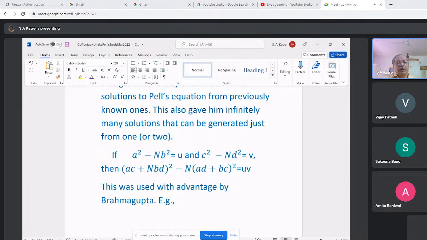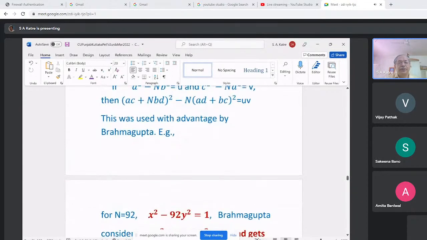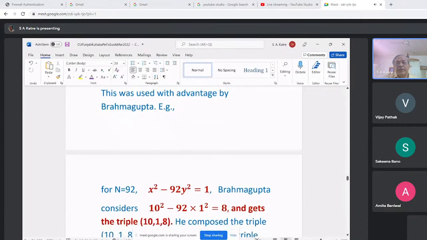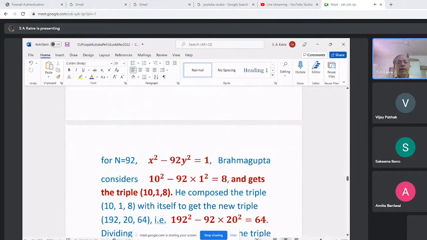Now, you may say u and v are small, then uv becomes large. So you are solving an equation in which the right hand side is large. But still, this was used by Brahmagupta, and let us see how he used it. So let us see this method of Brahmagupta to solve x square minus 92 y square equals 1.